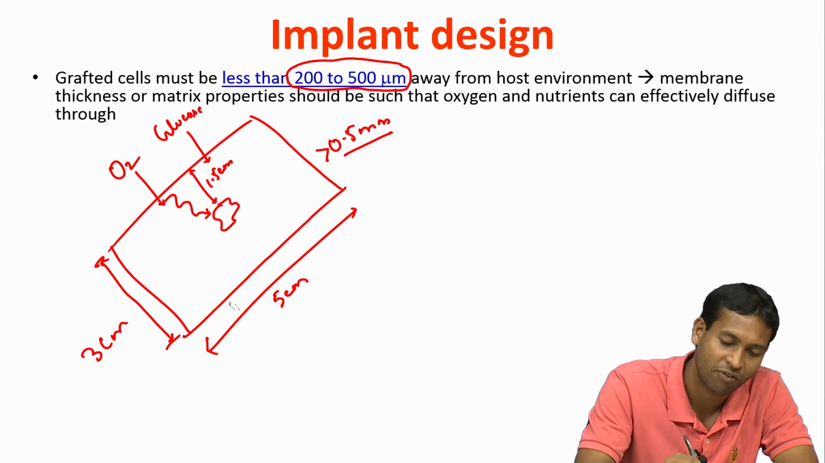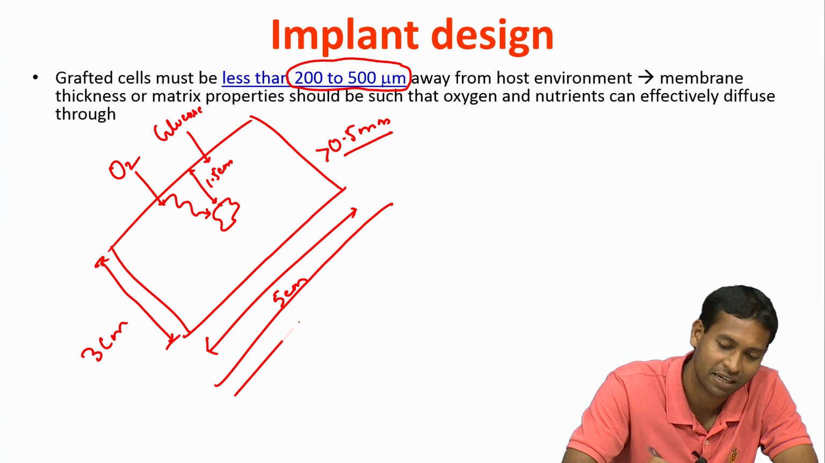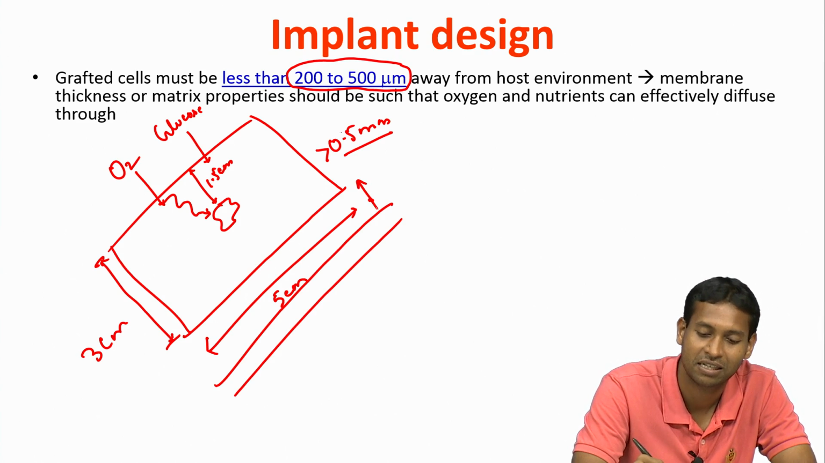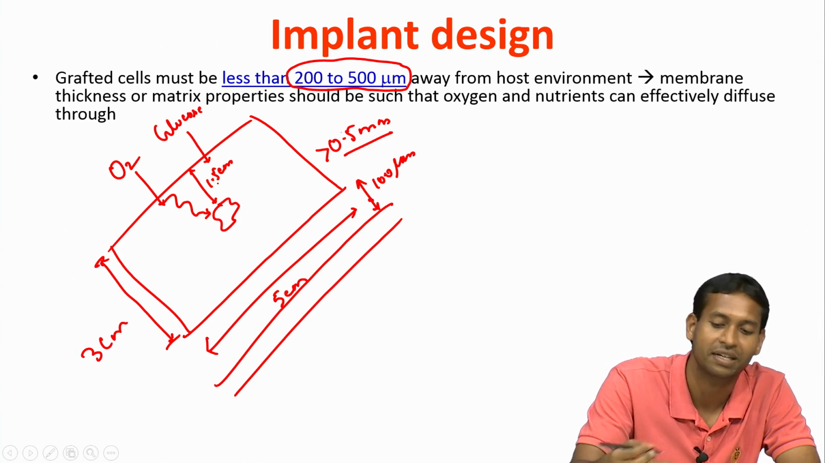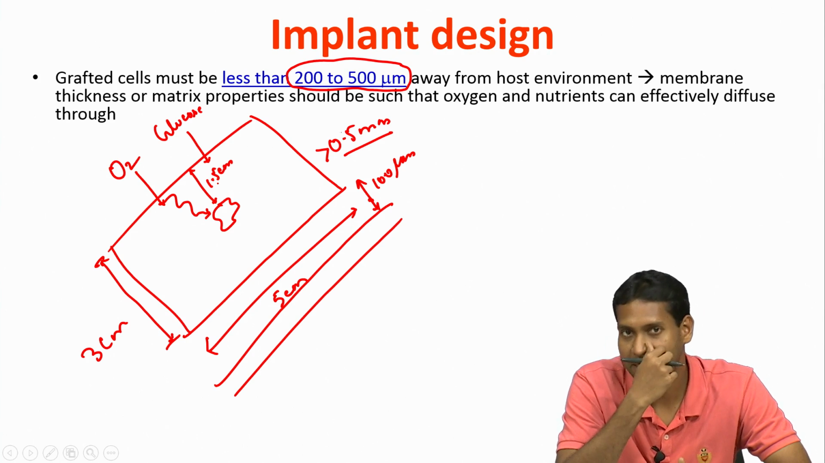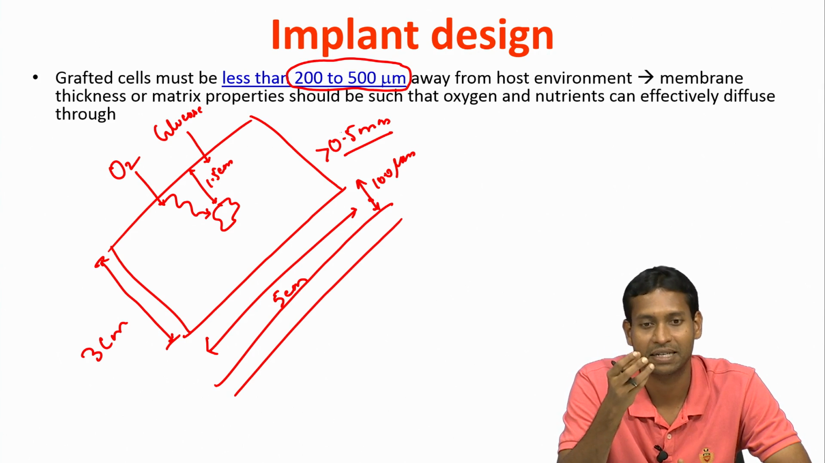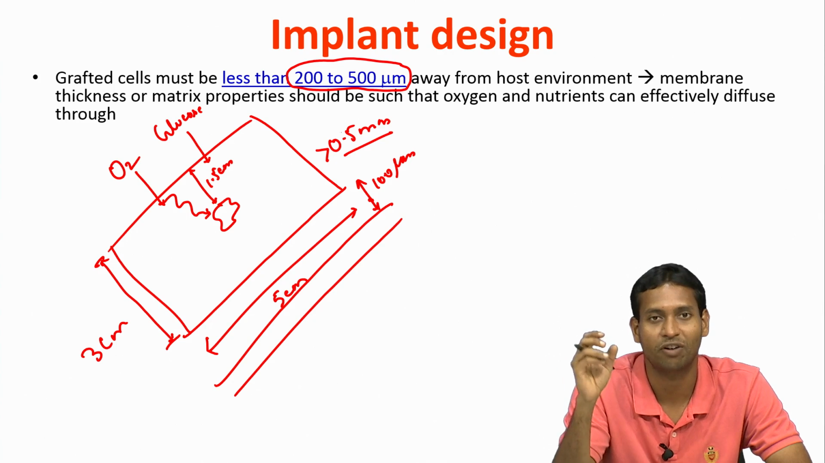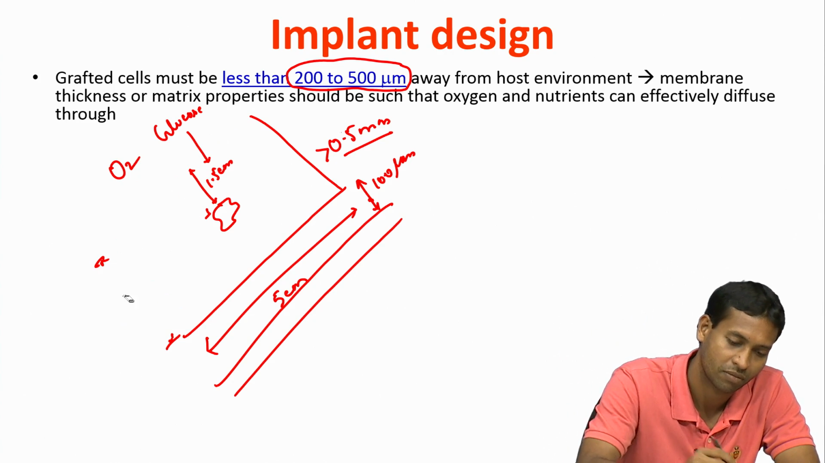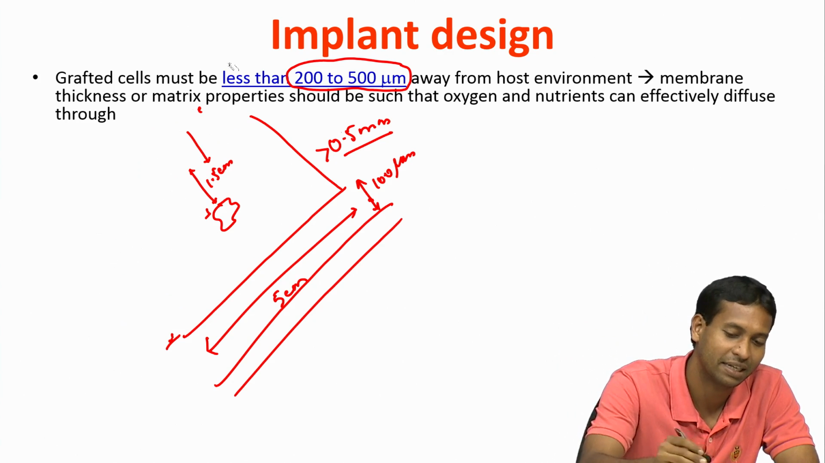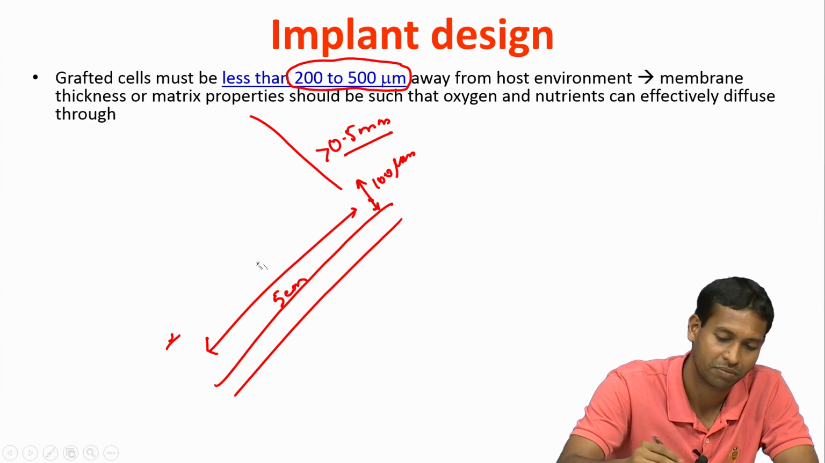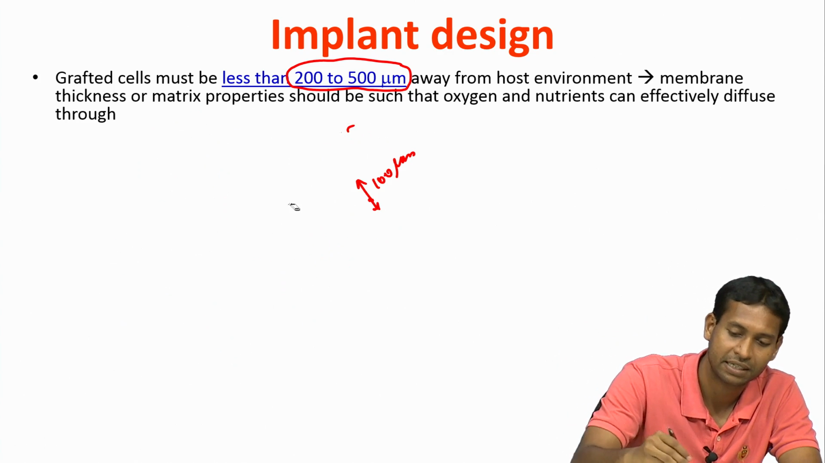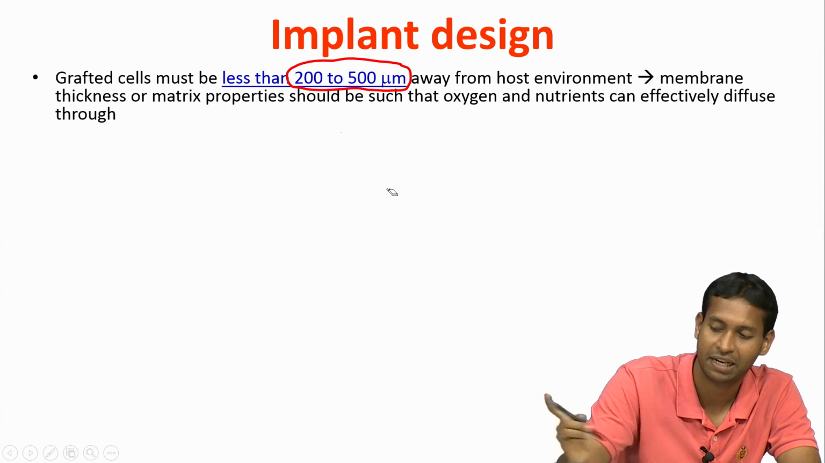The blood vessel could be further away from this implant edge by, let us say, 100 micron. So, now this distance is further increased. That is a major limitation that comes in the implant design. So, ideally you want the implant to be such that the cells are not away from the host environment by more than 500 micron, because if you do that you would find that the cells do not survive for very long. They need this oxygen and glucose to come in fairly regularly and in high amount.